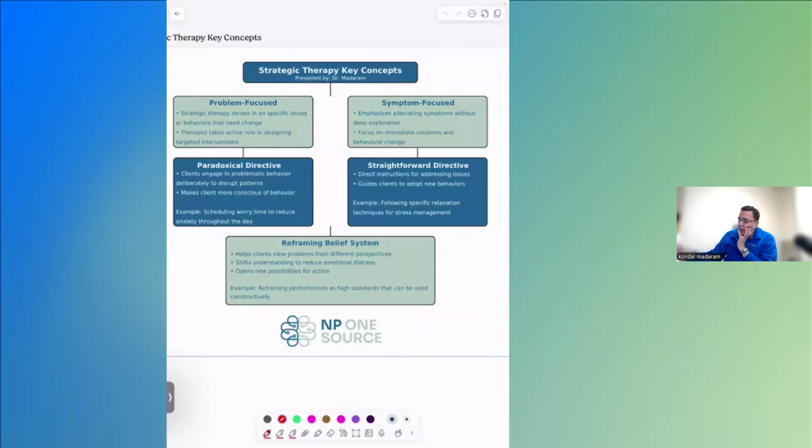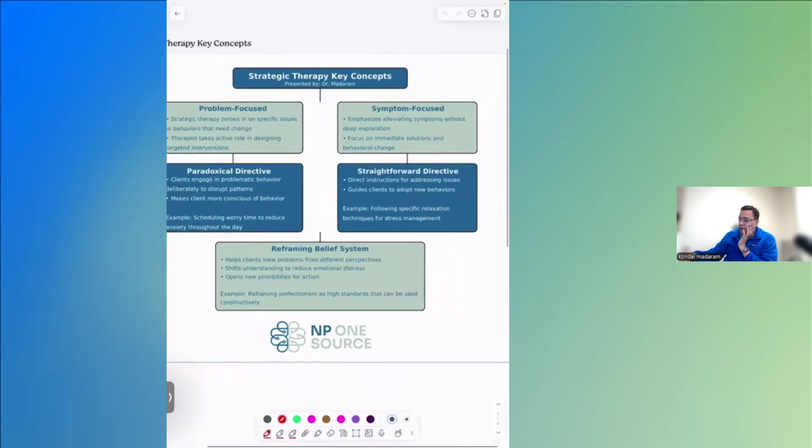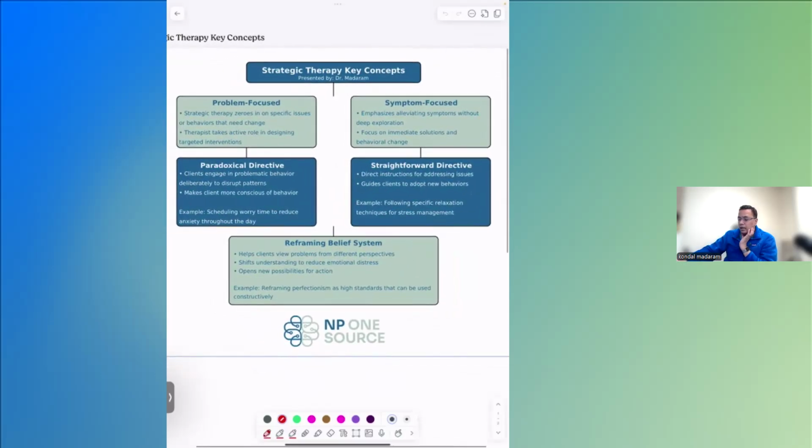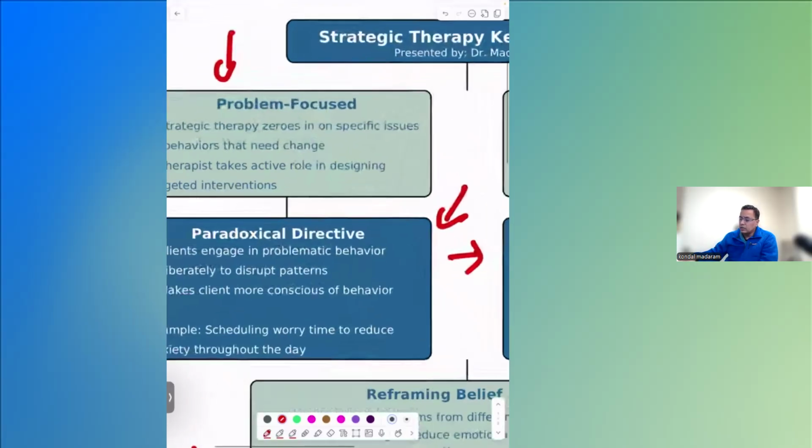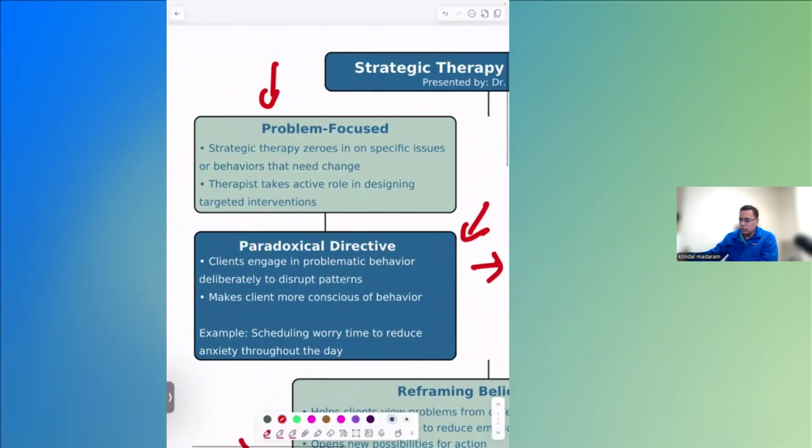So let's take a look at different ways of doing it: problem focused, symptom focused, paradoxical directive, straightforward directive, and reframing the belief system. So let's look at examples of these five concepts and how they can be applied. Let's zero in on problem focused.